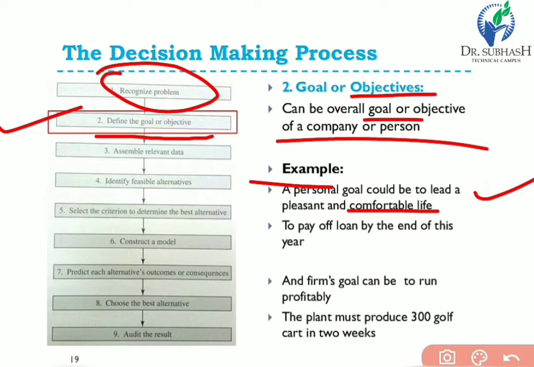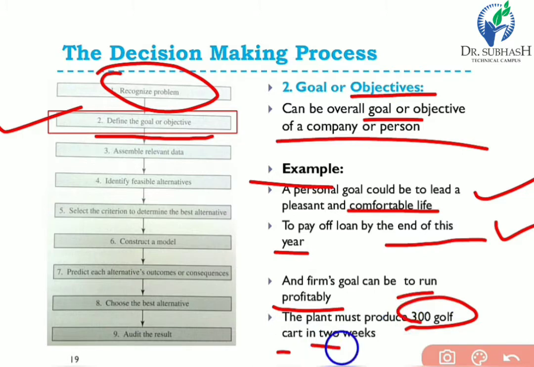To pay off a loan by the end of this year, it is our goal. For any company or firm, the goal can be to run profitably. It means that if we have a company or a firm, then our goal is to run it in a profitable manner. The plant must produce 300 golf carts in 2 weeks. It is our goal that we can produce this type of good in this period of weeks or months.